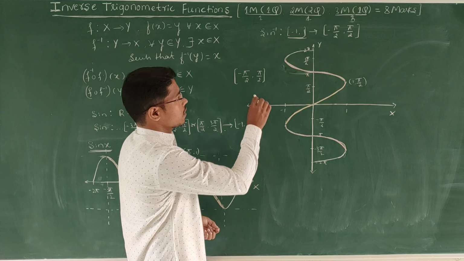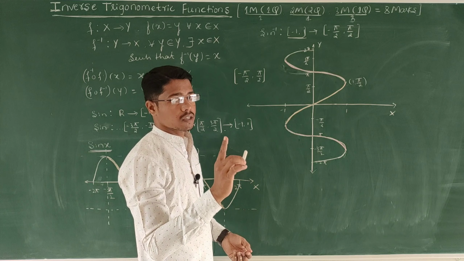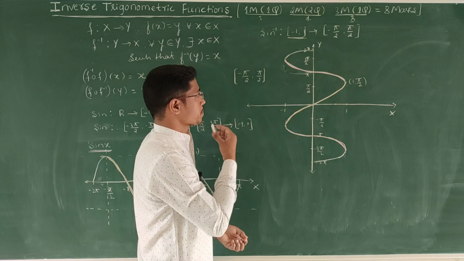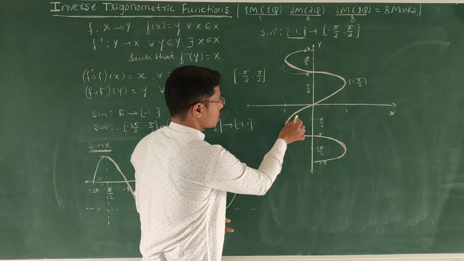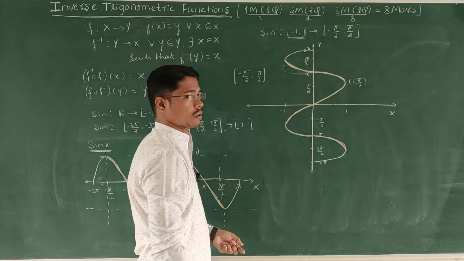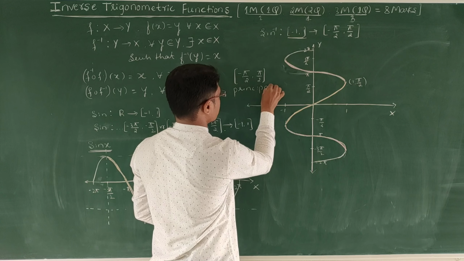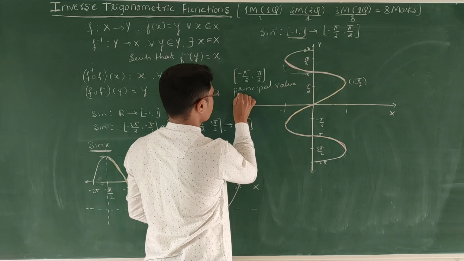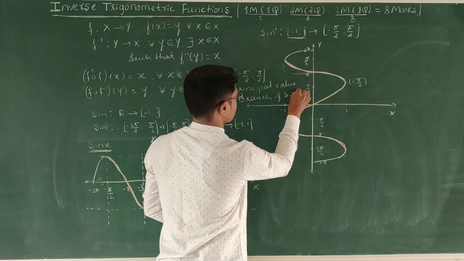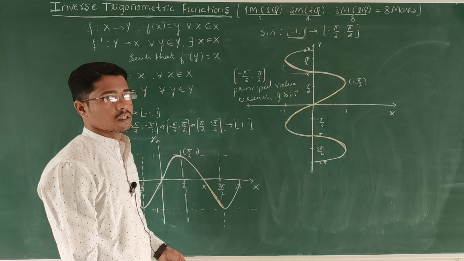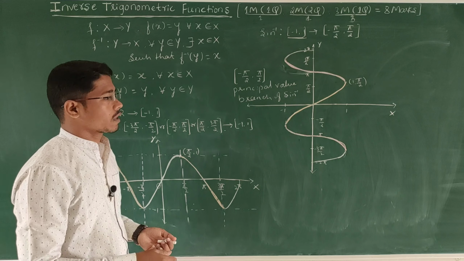Now see, you can draw any line above and below the x-axis, and it will meet the graph at only one point, therefore it becomes invertible. This is the graph of the sine inverse function. This interval, minus pi by 2 to pi by 2, is called the principal value branch of sine inverse. Other regions have different names.